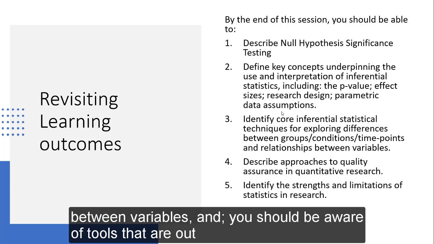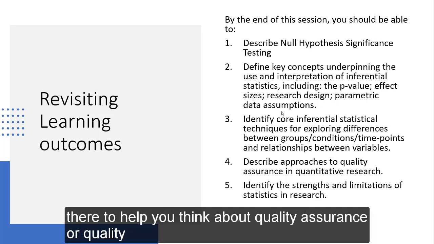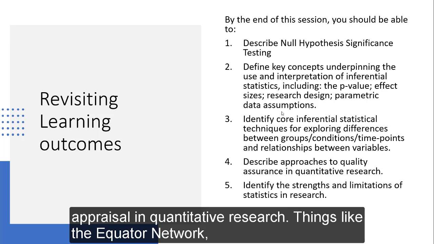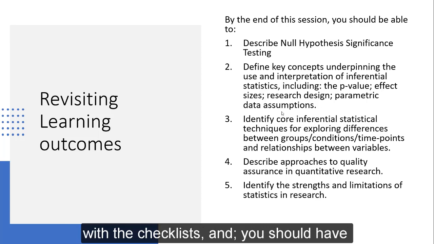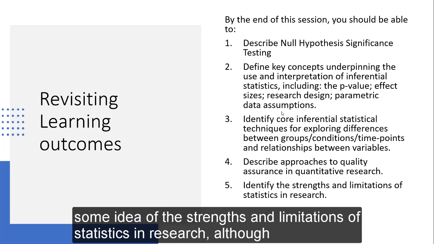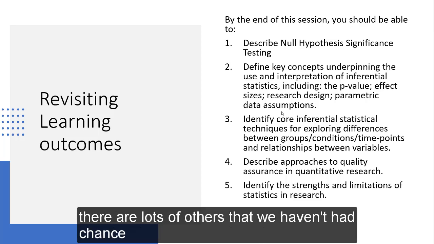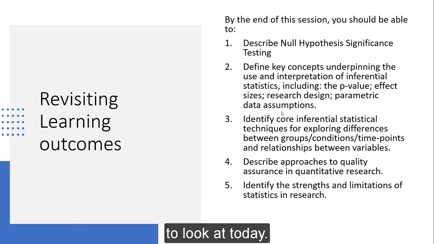And you should be aware of tools that are out there to help you think about quality assurance or quality appraisal in quantitative research. Things like the Equator Network with all of the checklists and things. And you should have some idea of the strengths and the limitations of statistics and research, although there are lots of others that we haven't had a chance to look at today.